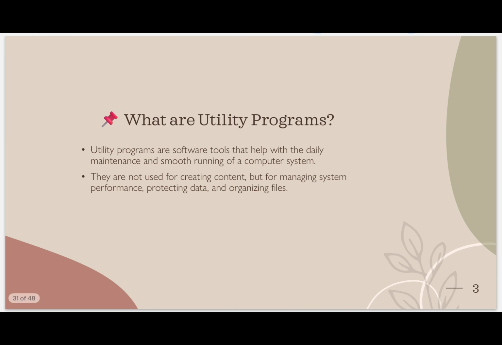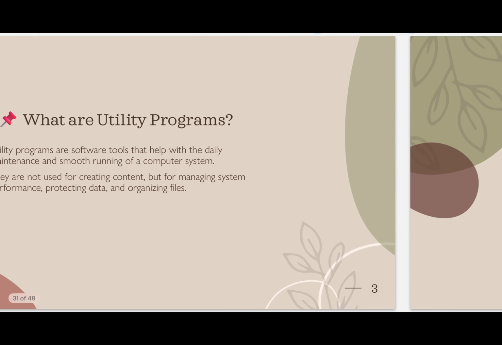So let's start with what are utility programs. See, utility programs are software that help us with the daily maintenance and smooth running of a computer system. This is important, daily maintenance and smooth running of a computer system. They are not used for creating content but for managing system performance, protecting data, and organizing files. Means these are not apps from which we create something. These are apps to maintain our productivity or content, we can say simply. These are called utility programs.